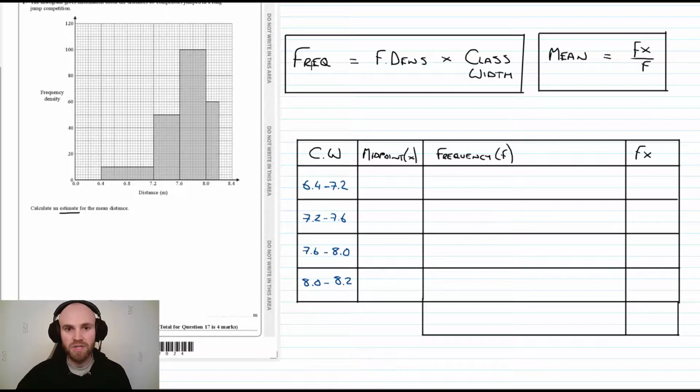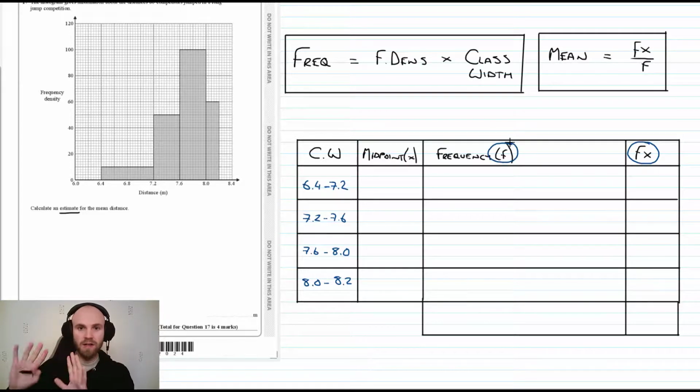Okay, so if you remember from the cheat sheet, the frequency is going to be the frequency density multiplied by the class width. The mean is going to be f of x divided by f. And I've just drawn this table here at the bottom, and we're going to use this to put some information in so that we can find, most importantly, this f of x and this f. These are the two that we need to work out at the end to find the mean. So first of all, we need to find the midpoints, which is going to be our x value. So what is the midpoint of this class width of 6.4 to 7.2?